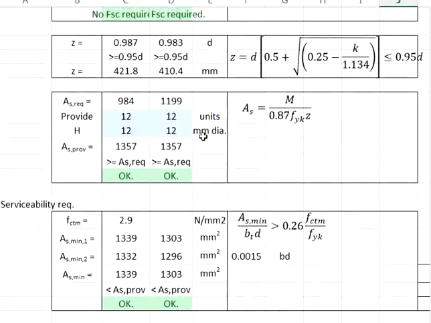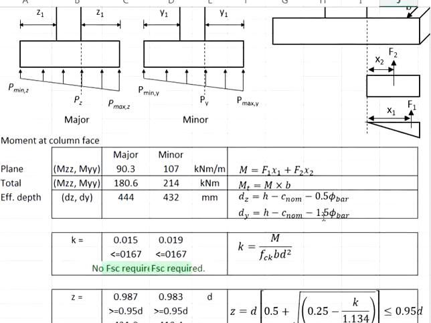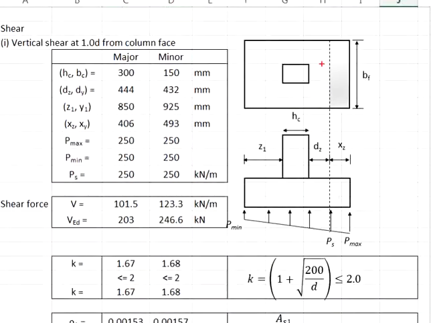This is about the shear resistance at 1d distance from the column face.